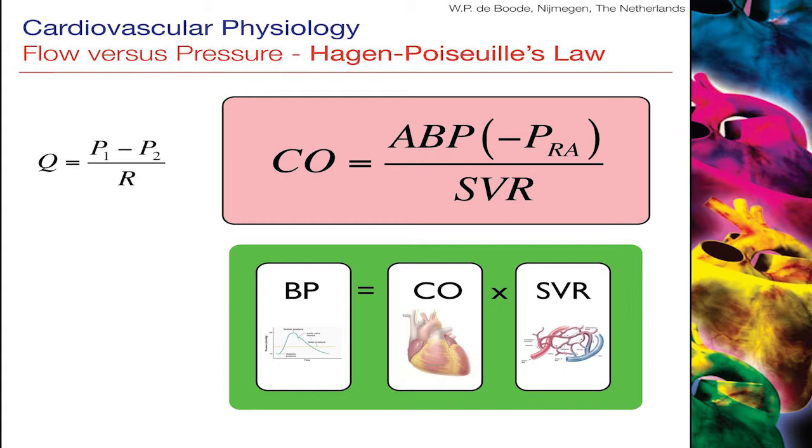But we can translate that to cardiac output and arterial blood pressure. We've got the Hagen-Poiseuille law, where the flow is cardiac output. The pressure, the driving force, is arterial blood pressure, and to be complete, it should be minus the right atrial pressure, divided by the systemic vascular resistance. And that's what we know from the clinic. Blood pressure is not equal to cardiac output, but it depends also on systemic vascular resistance. So you can have a very normal blood pressure with a very low cardiac output when systemic vascular resistance is high.